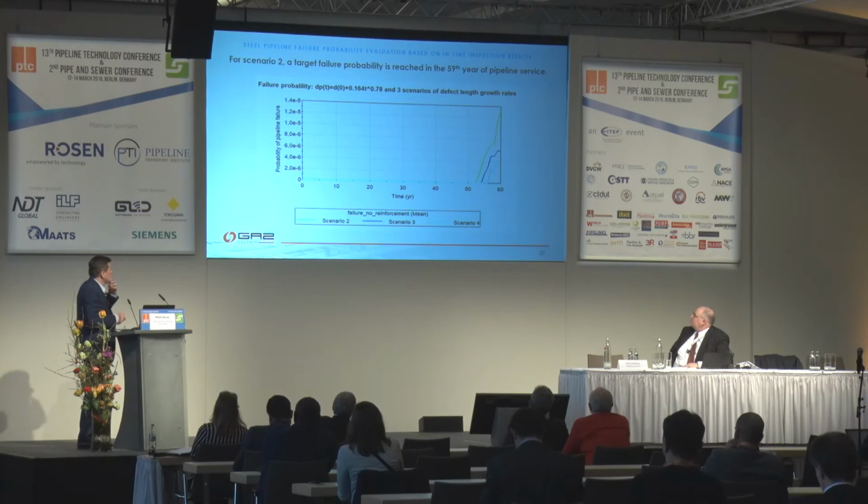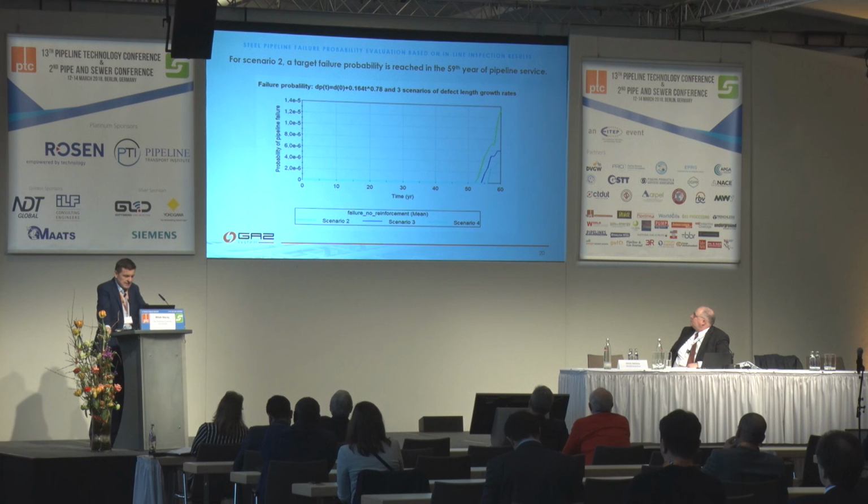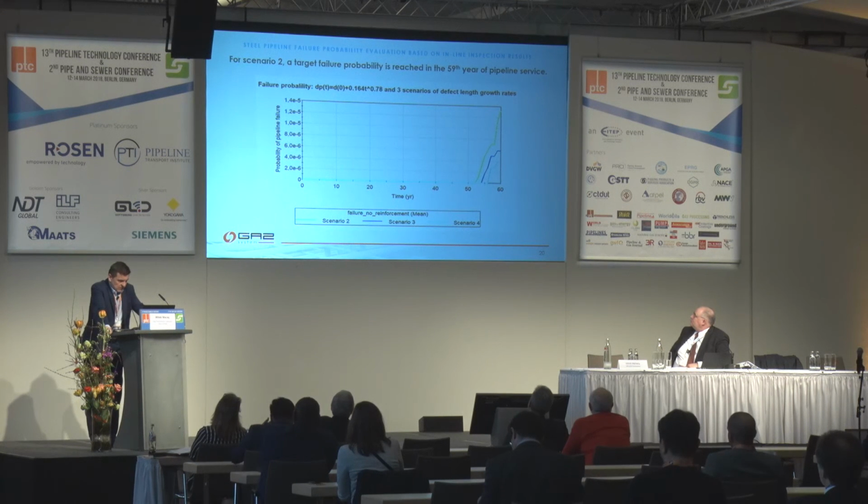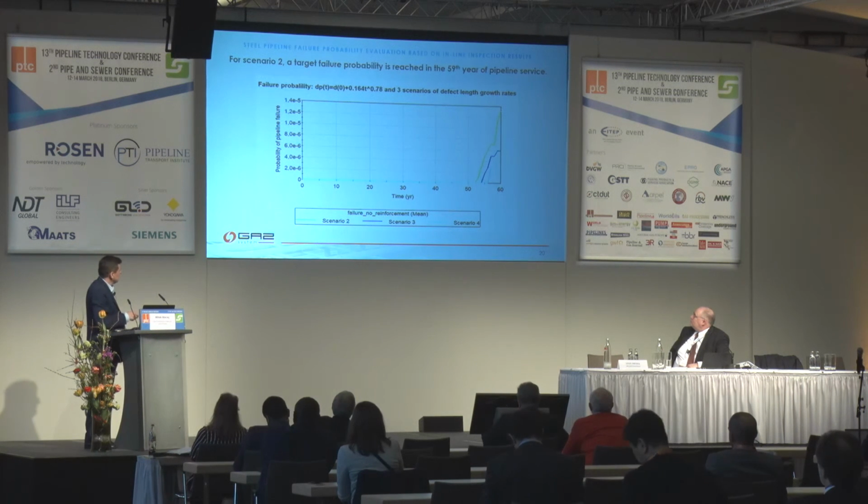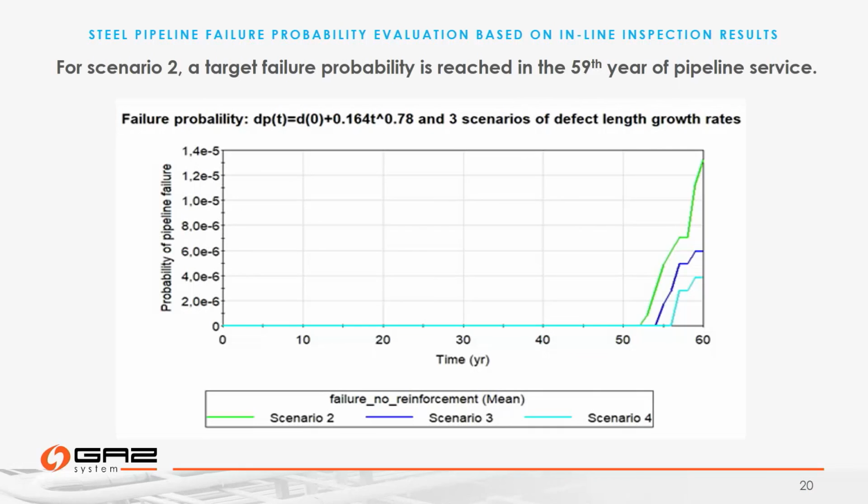And here you can see the other scenarios of defect length probability curves, and this is for scenario 2, this green, and in this case the target probability is reached in the 59th year of pipeline service.